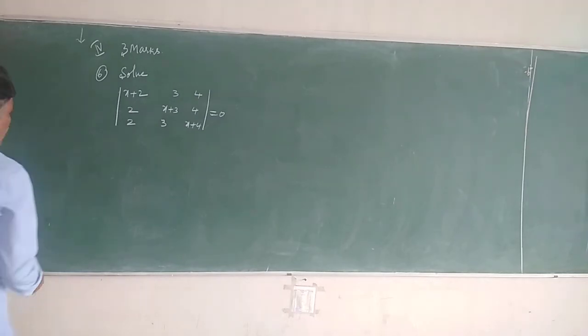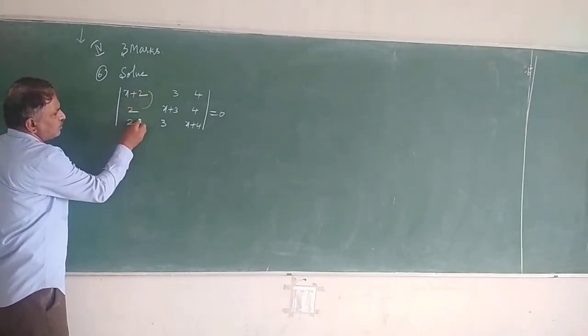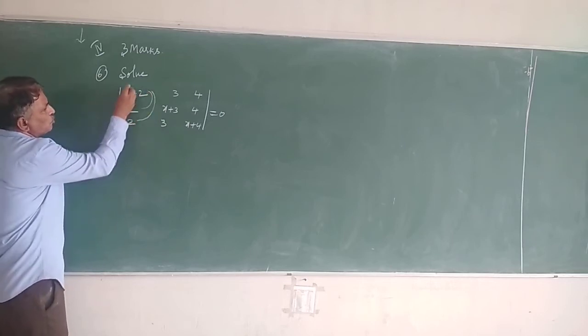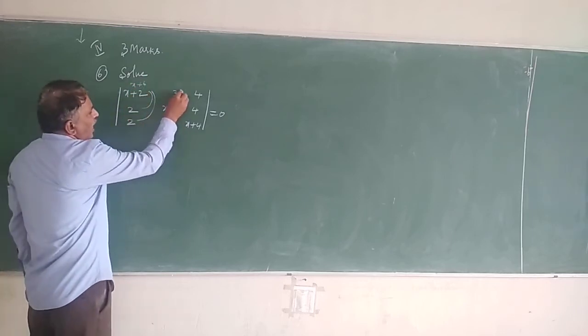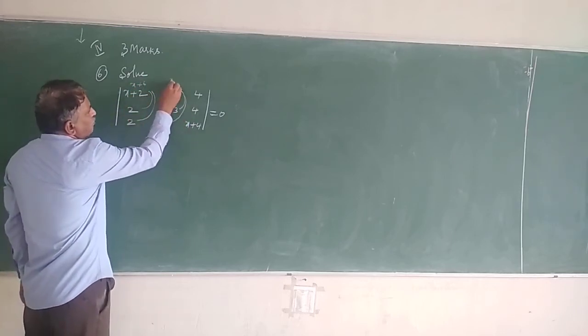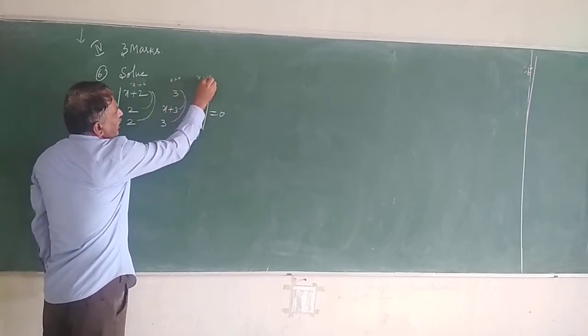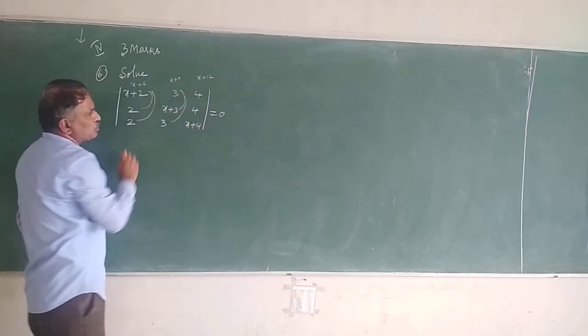Check, suppose I add row wise, how much will I get? x plus 2 plus 2 plus 2, x plus 6. If I add the next row, I will get x plus 9. The next, x plus 12, 4 plus 4 plus 4, 12 plus x plus 12.